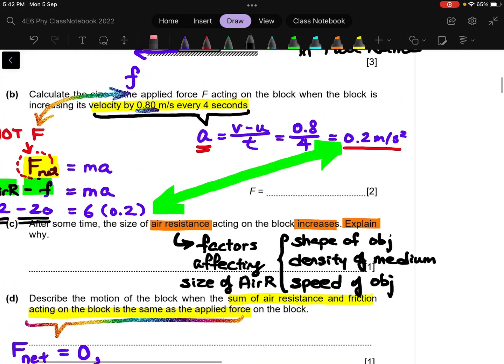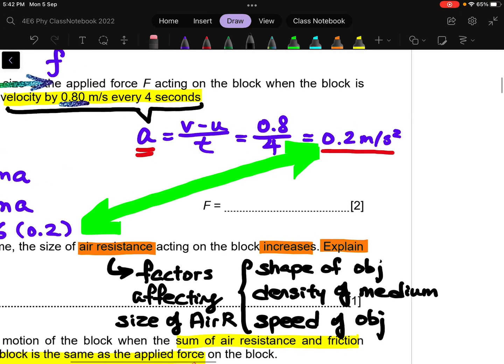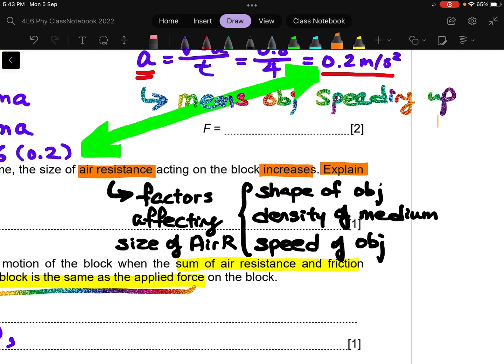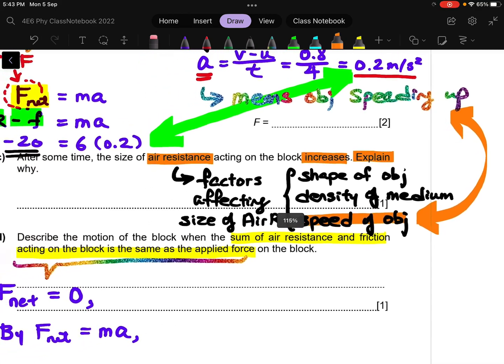So actually, I'm trying to hint to you from part B that you notice that in part B, there is acceleration. So if you have acceleration, basically it means that your object is speeding up, right? And if you know that your object is speeding up, this means that there is a relation between these two things, right? So the reason for your air resistance getting bigger is because your object is moving faster. So that is the answer. That's the one line answer.